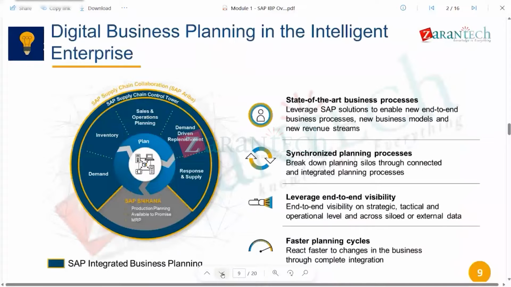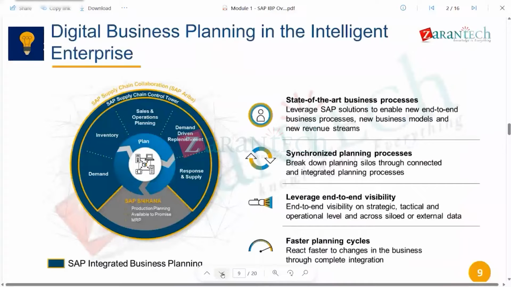Okay, so this slide is again the extension of the previous slides, wherein we are talking about digital business planning in the intelligent environment or enterprise. So basically, this diagram talks about the relationship between the demand planning function and the supply chain control tower. Within demand planning functions, we have demand-driven replenishment (DDMRP). That's what we discussed yesterday.